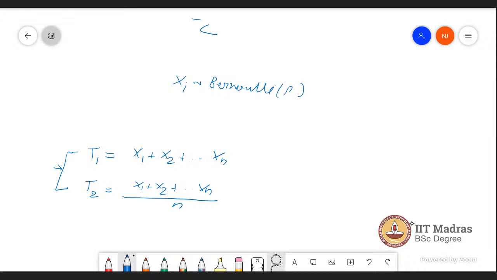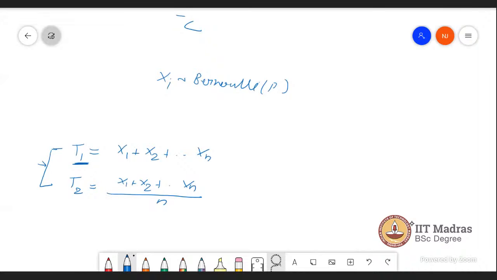In this case, what is going to be your variance for T1? What is the variance of any x_i? It is PQ, that is P times 1 minus P, with mean P. So what is going to be the variance of T1? They are all IID, that is independent. So what is going to be the variance of T1?